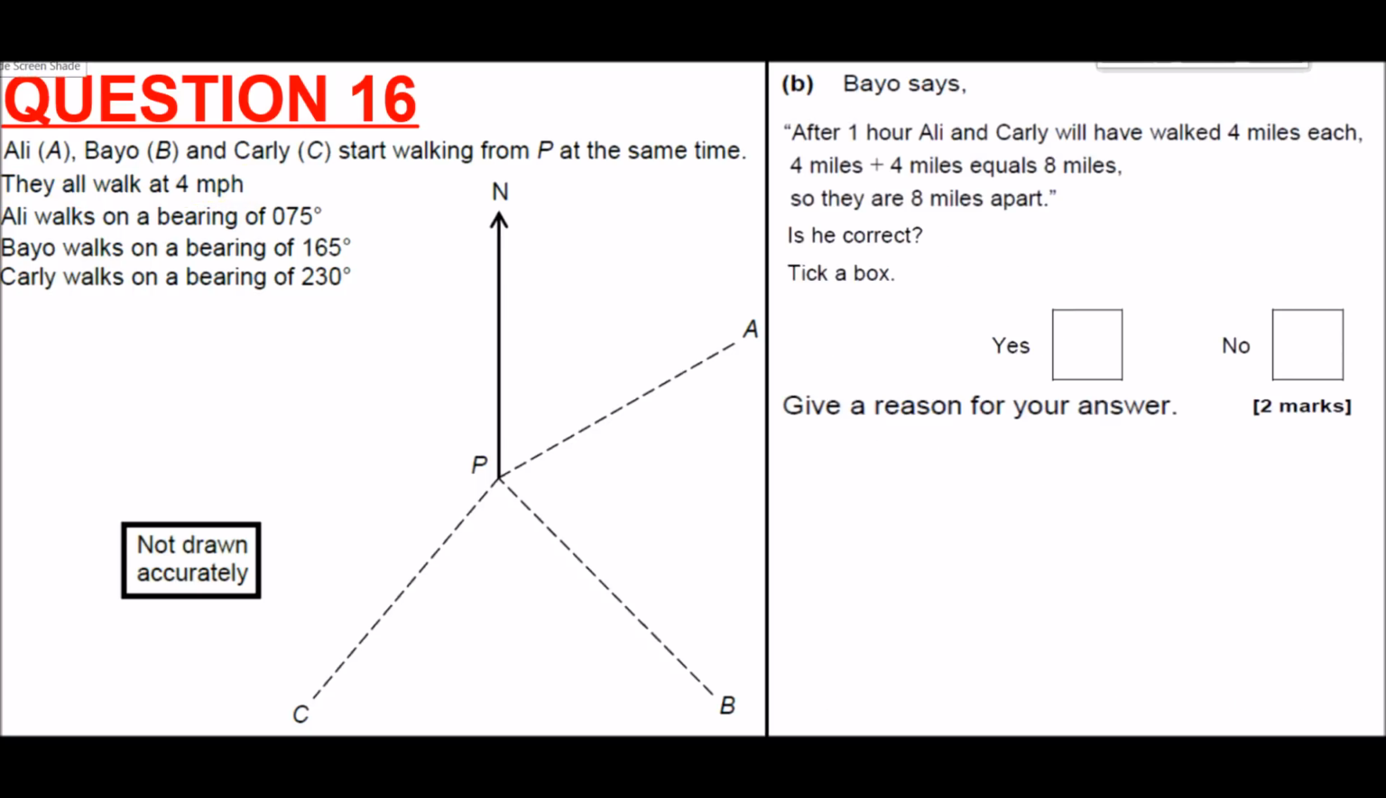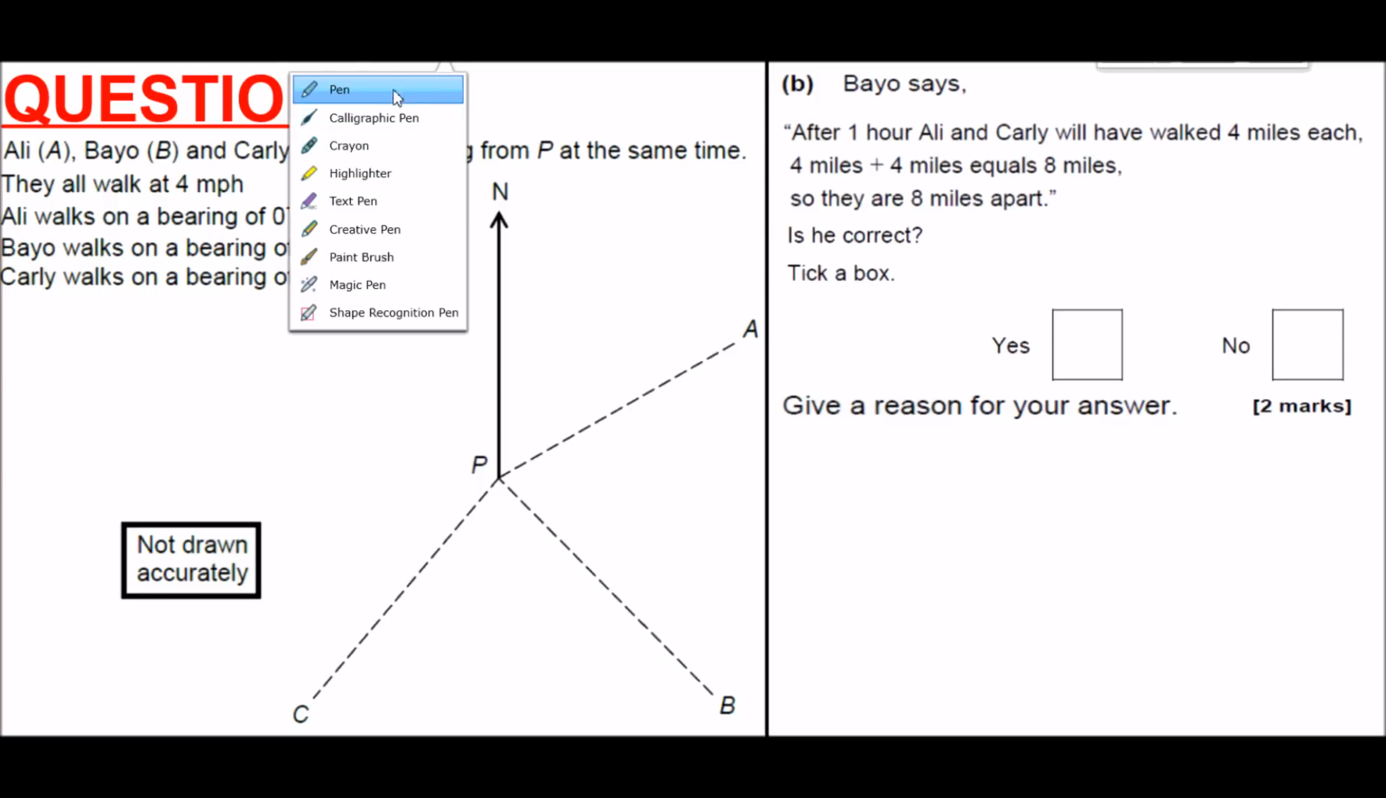Part B, I'm going to call him Bao. Bao says after 1 hour, Ali and Carly will have walked 4 miles each, because 4 plus 4 equals 8 miles, so they must be 8 miles apart. Is he correct? Well, without jumping into this question, let's just have a look at what information we've been given about all of these bearings.